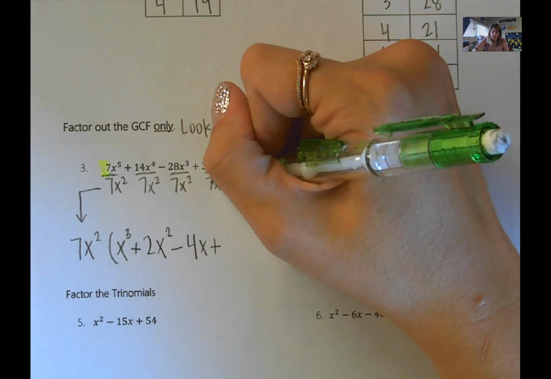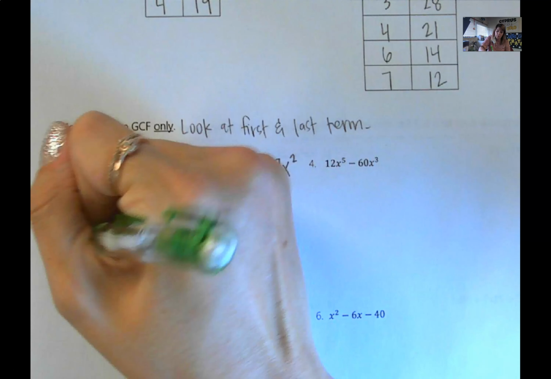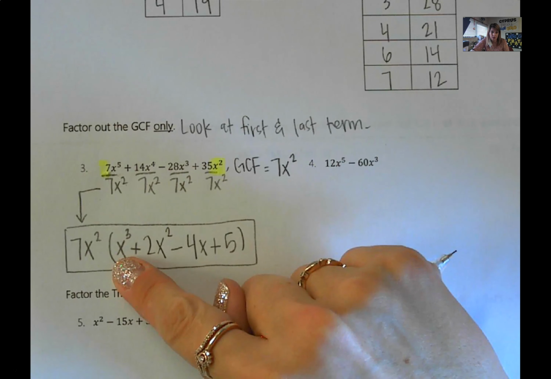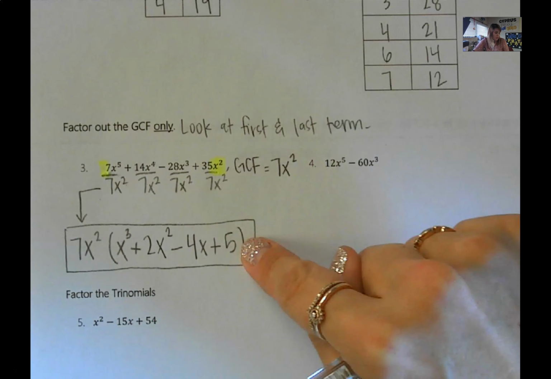And the x squareds go away. That's exactly what we wanted. We wanted to factor this so that inside the parentheses there is no number on the front and no letters on the end.